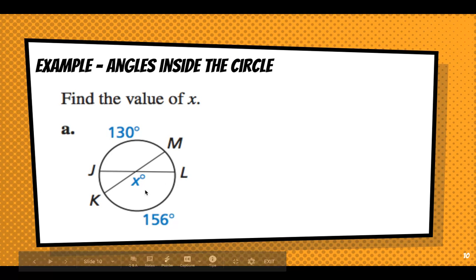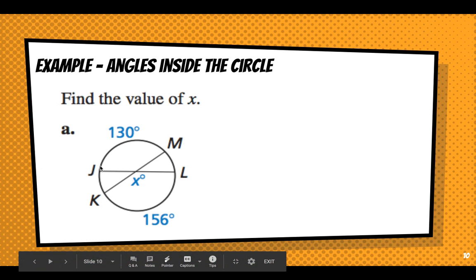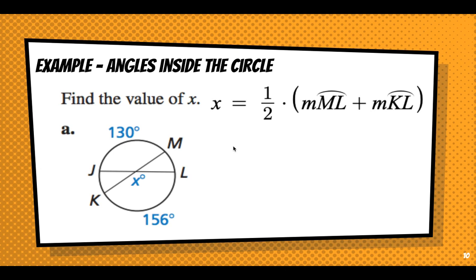So what we know is x is going to be the average of this 156 and this thing over here, which is given as 130. So x is going to be the average of 156 and 130. Okay, so here we go. So x is equal to 1/2 times the measure of arc ML, which is this big arc here, plus the measure of KL, which is this bigger arc down here.